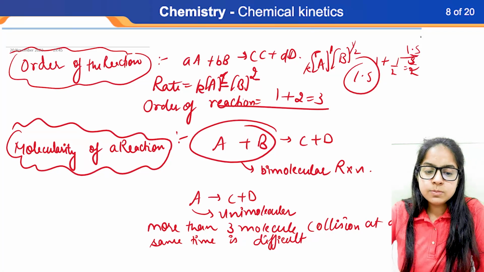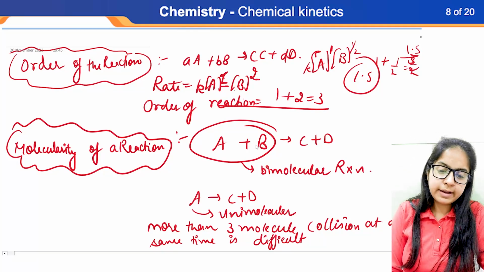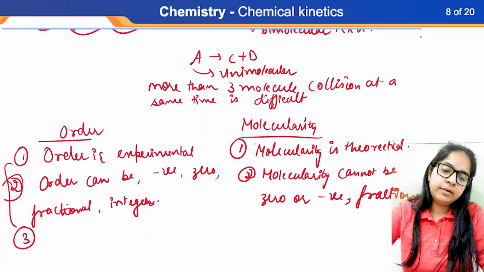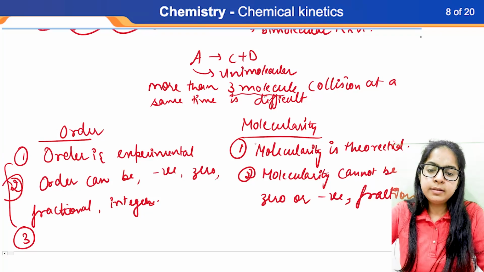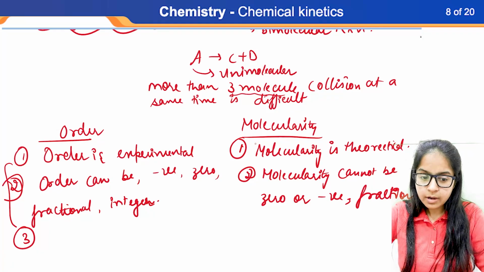Now the next one is the molecularity of a reaction. Molecularity is the number of reacting species that react to give the product. So this is a unimolecular reaction. More than three molecules are difficult to react with each other at the same time.